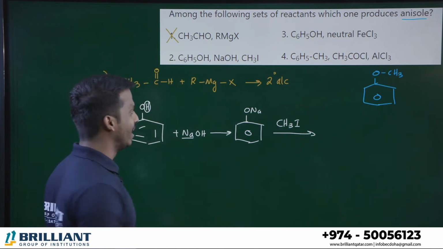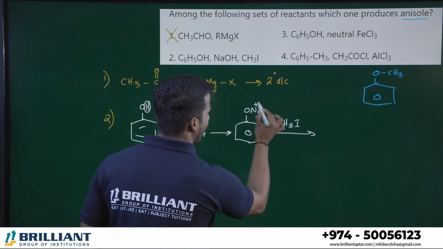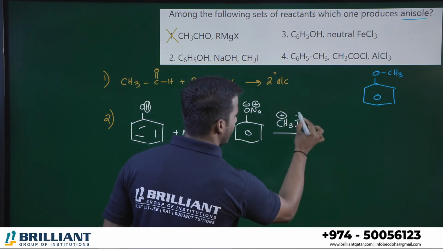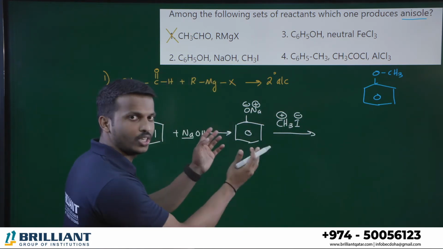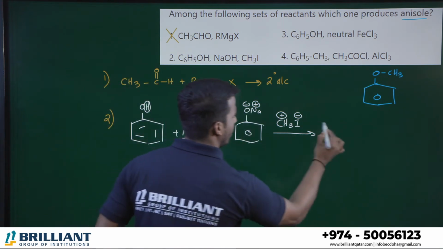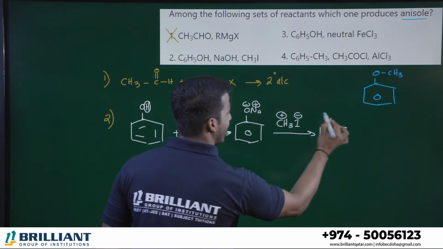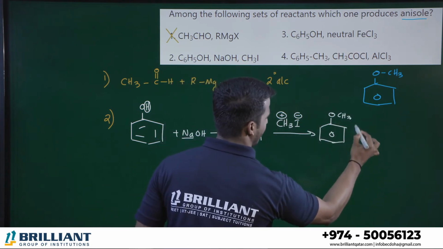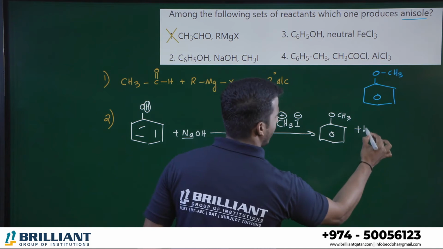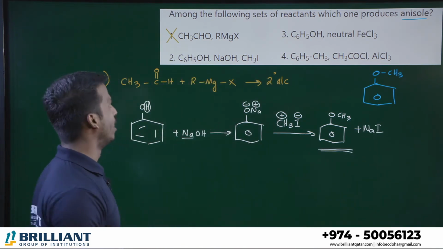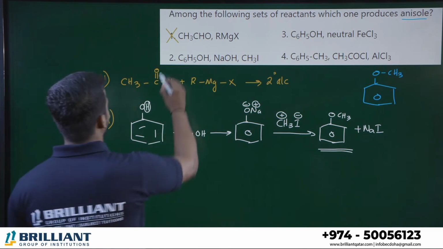You got the product, right? What are the ions here? Na plus and phenoxide ion. And the ions here are methyl plus and I minus. Just interchange, double displacement. To the phenoxide ion, O minus, what will attack? CH3 can attack, and the Na and I will be eliminated. Yes, this is your product, anisole. So let's go with option B.